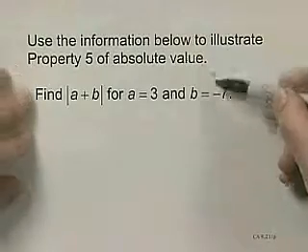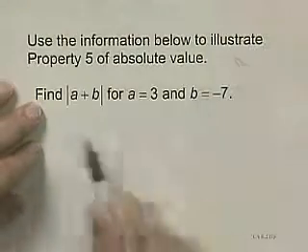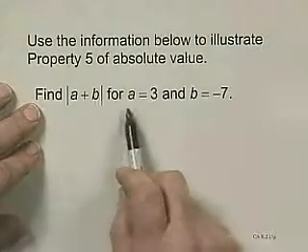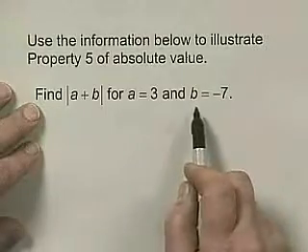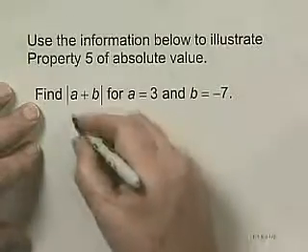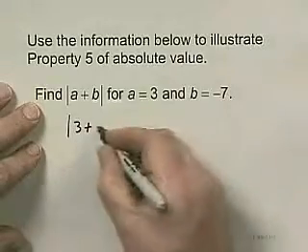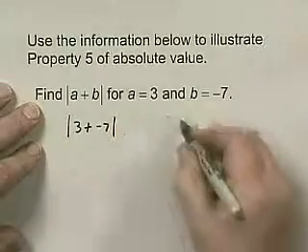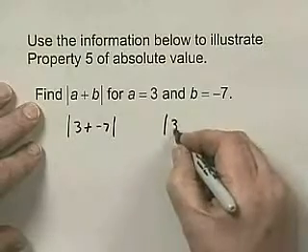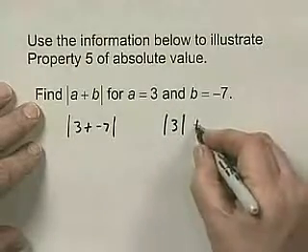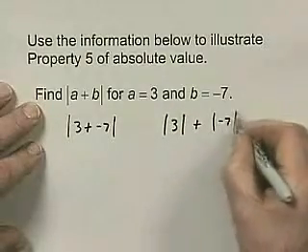Use the information below to illustrate property 5, the triangle property, of the following absolute value. Find the absolute value of a plus b, for a is 3 and b is minus 7. So we're going to look at the absolute value of 3 and a negative 7. And we're also going to look at the absolute value of 3 and the absolute value of negative 7.